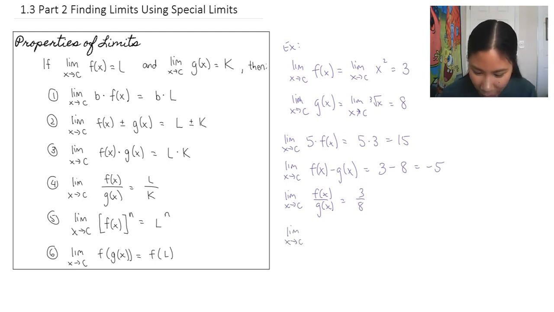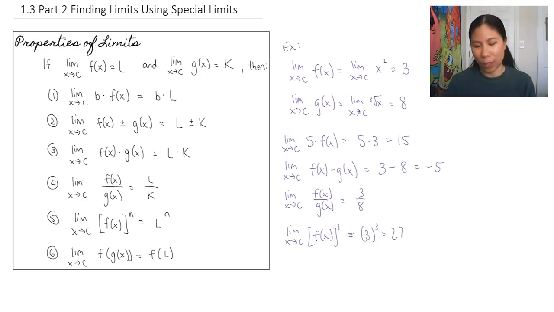Or we can raise one of my limits to some power. So if I'm trying to do f of x cubed, rather than doing my f of x, which was x squared times x squared times x squared, I could really just cube the limit. And then I get 27. So much faster.